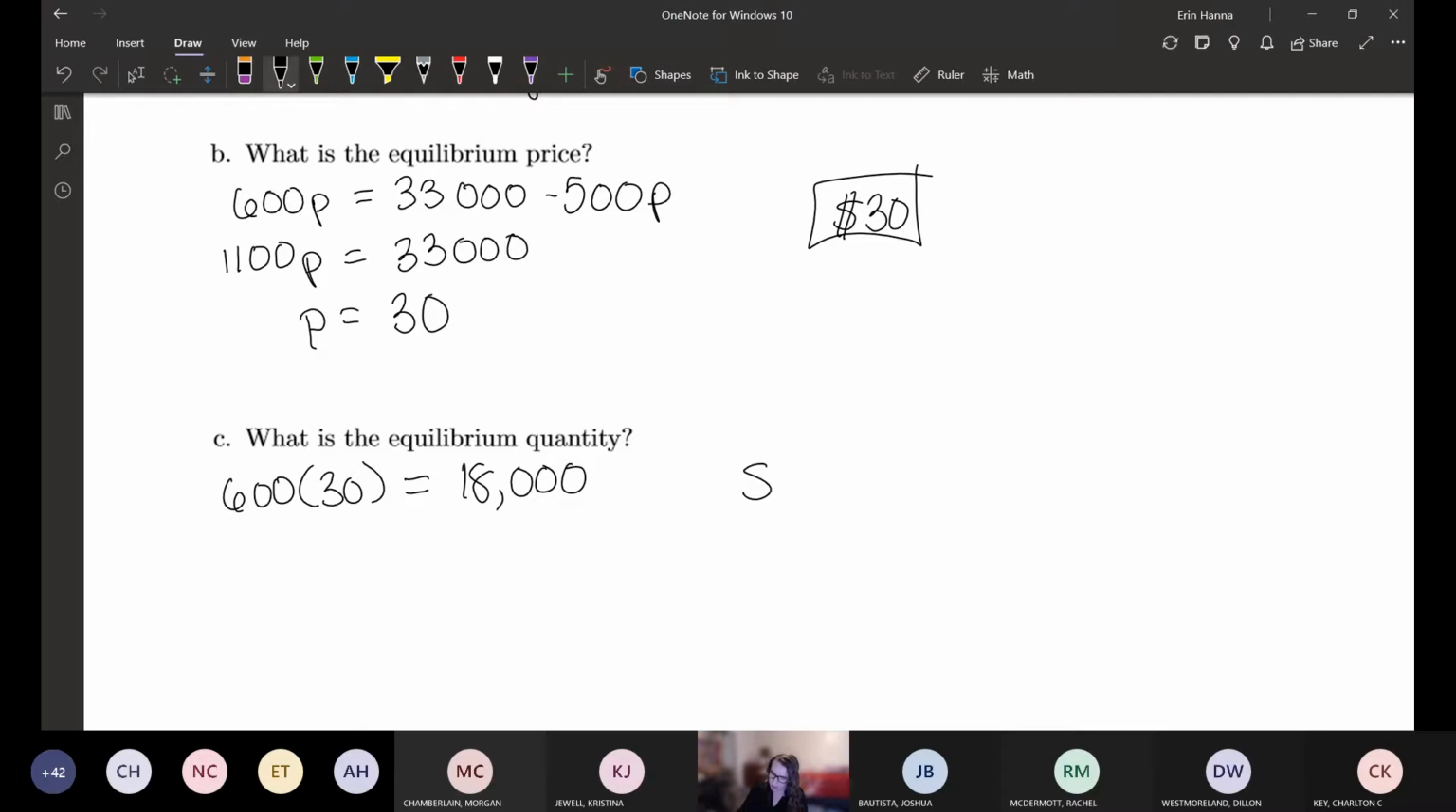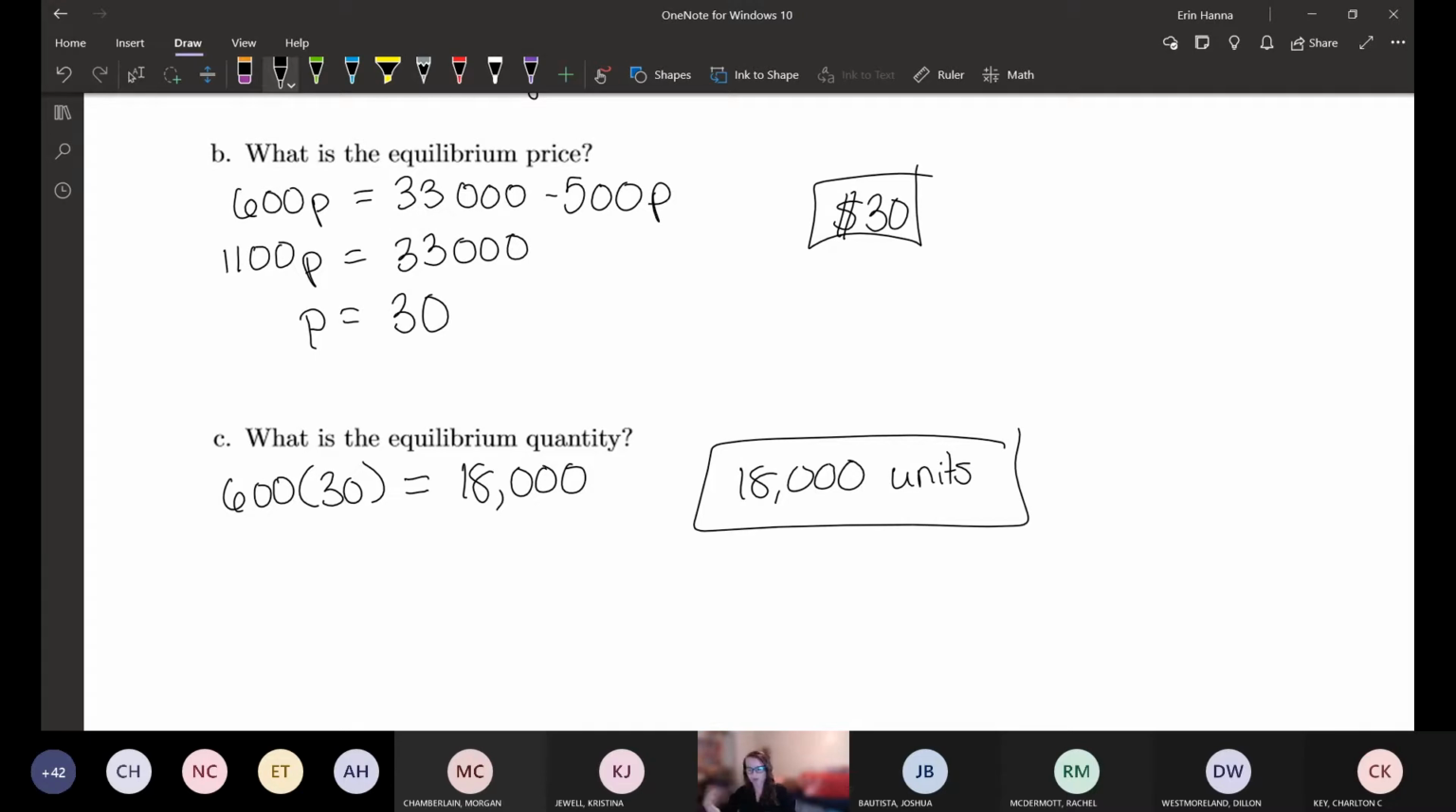So break-even quantity is not a price. It's 18,000, and I don't think we're actually told what these items are. Let me triple check. Yeah, we're not told, so I'll just say 18,000 units. So to achieve this equilibrium, they need to set the price at $30, meaning that they will produce and hopefully sell, because they're demanded, 18,000 units.